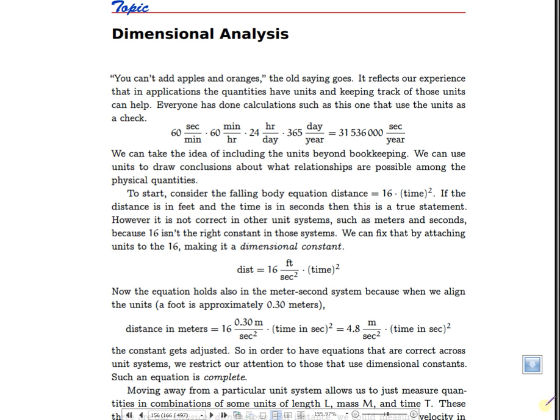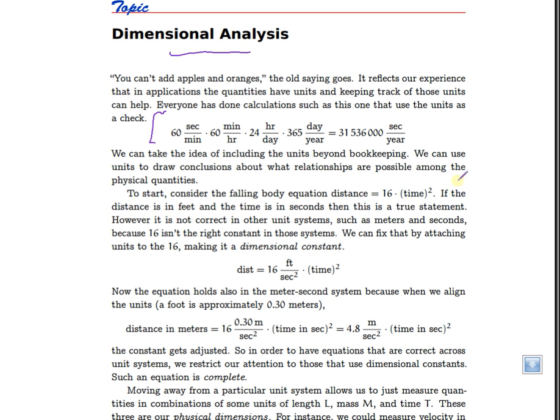Okay, the final topic after Chapter 2 is dimensional analysis, which is a great topic because you see this in high school, certainly in science classes and probably also in math classes as well. For instance, if you want to answer the question, how many seconds in a year?